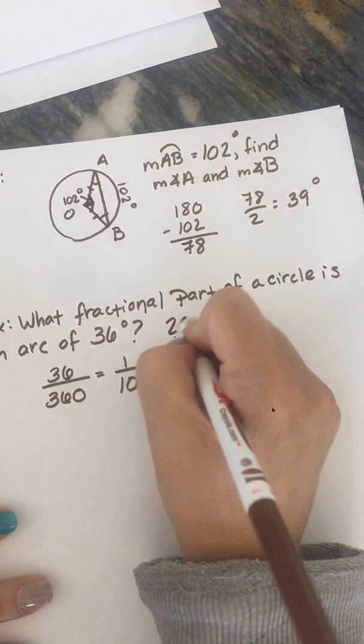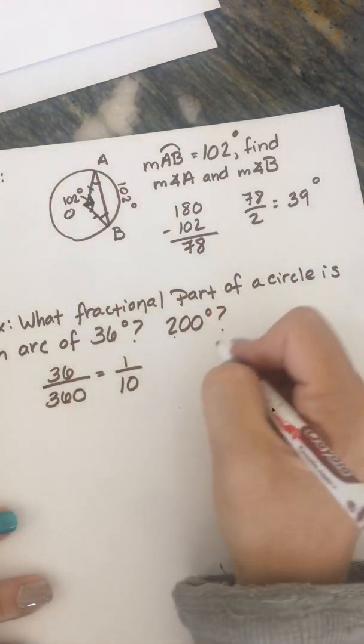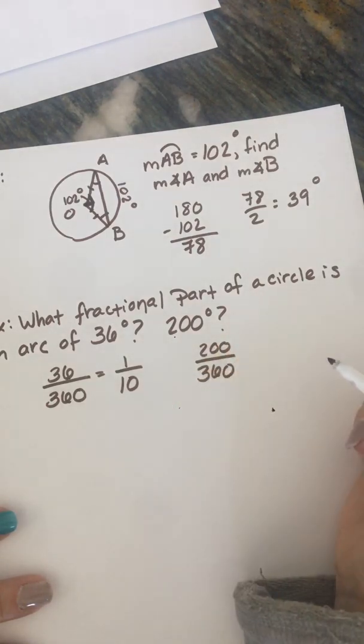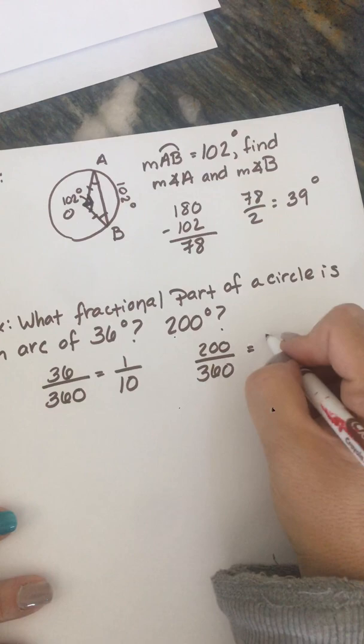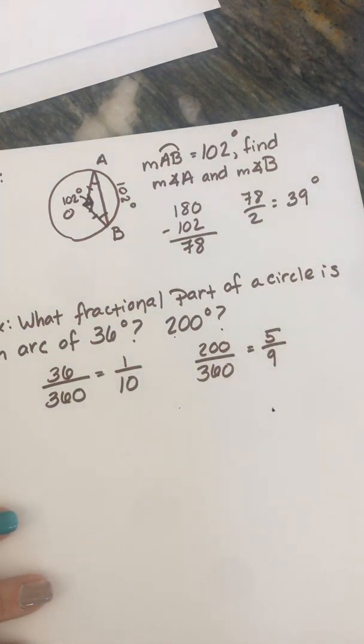What if you had a 200 degree arc? What would be your fractional part of the circle? So we've got 200 over 360. Reduce your fraction. You have 5/9 of a circle.